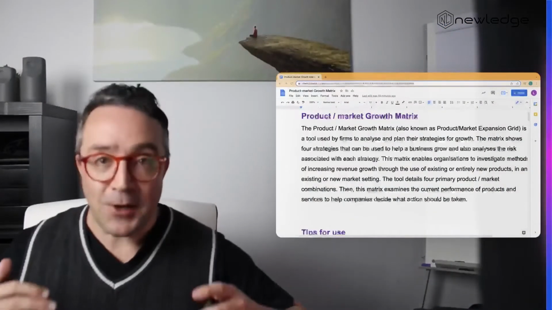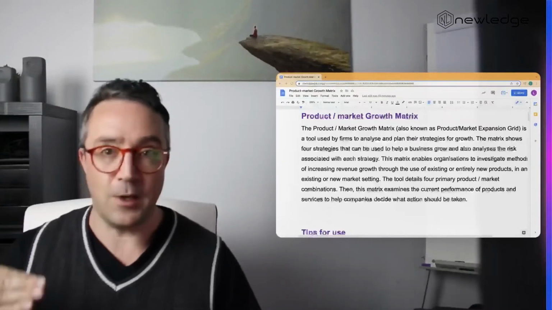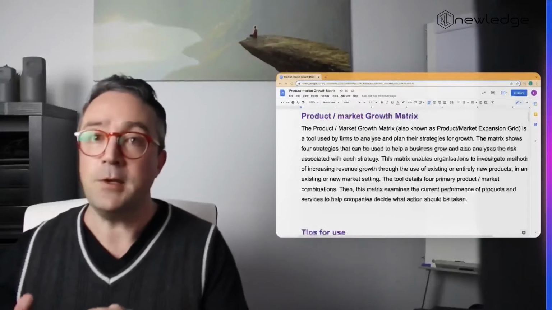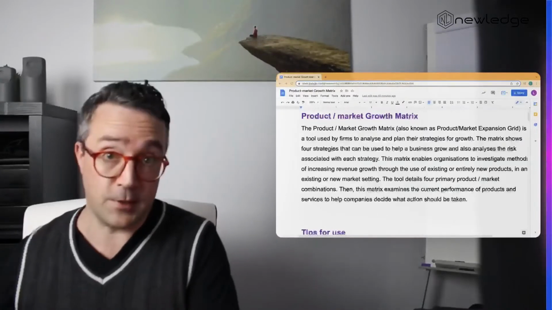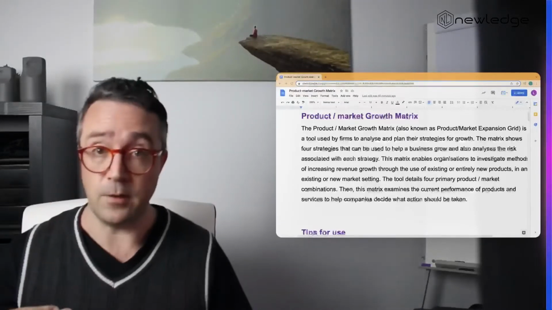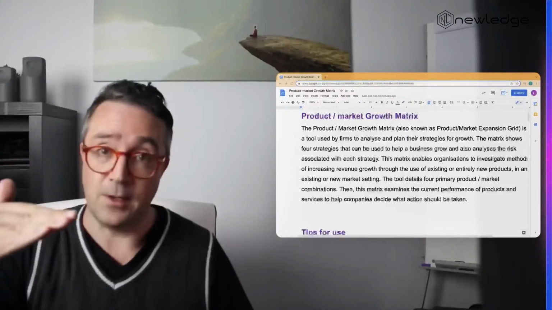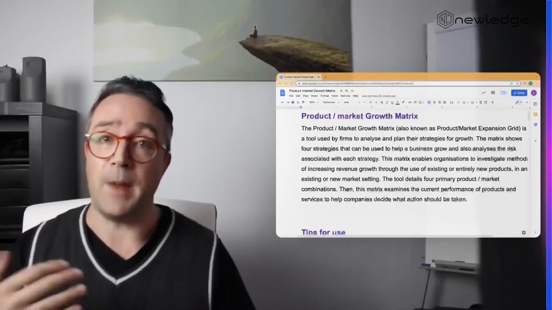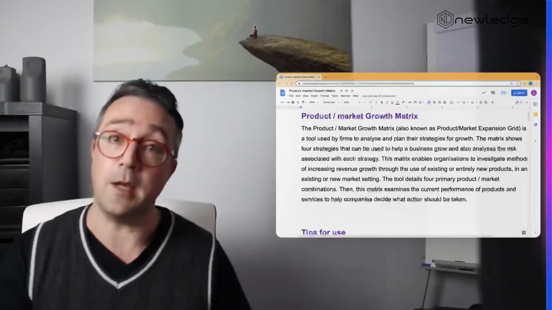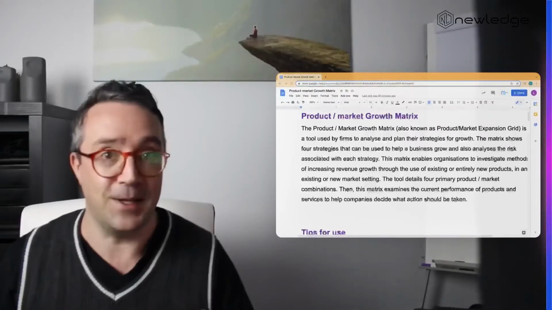So let me show you how the famous Ansoff product market growth matrix works. It's otherwise known as the product market expansion grid. Just so you know, expansion is the process of expanding, while growth is an increase in size, number, value, or strength. So during the growth phase of the product life cycle, a company will expand their products and/or their markets to increase and grow revenues. Of course, there's other ways to measure growth, but let's keep it simple.